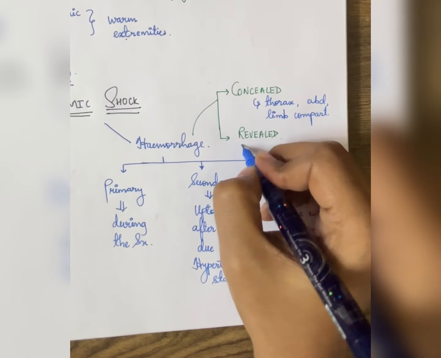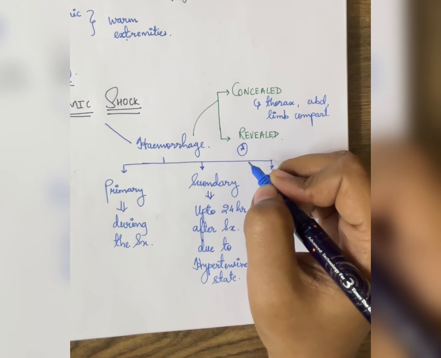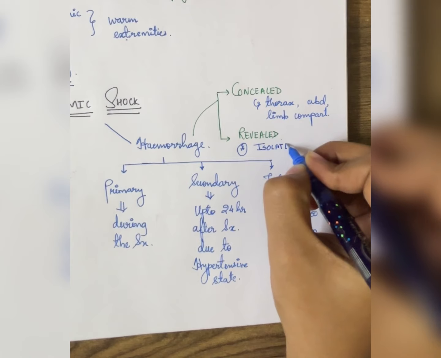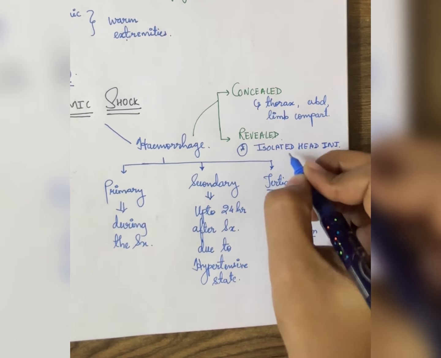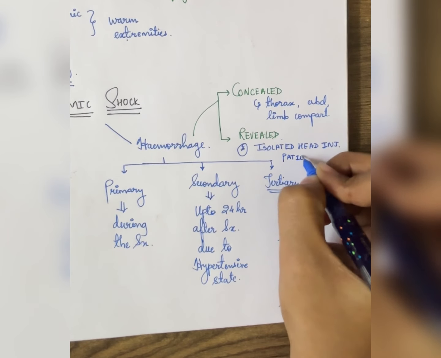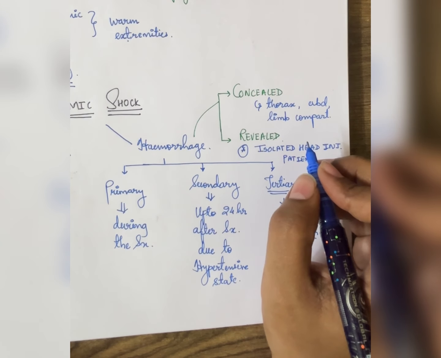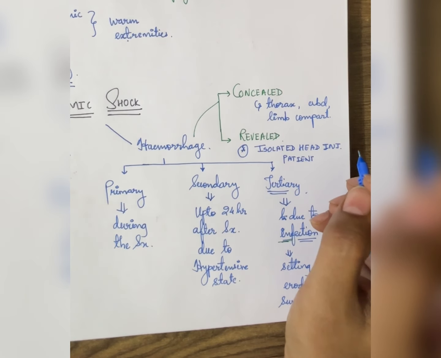Now one more point to be added: in a head injury patient, we will never have a hemorrhagic shock like manifestation. An isolated head injury patient will never have a hemorrhagic shock like manifestation. So always we have to look for other areas of bleeding. Okay.